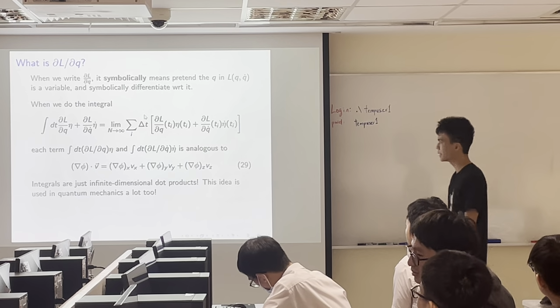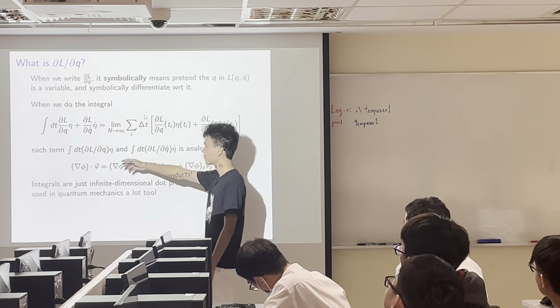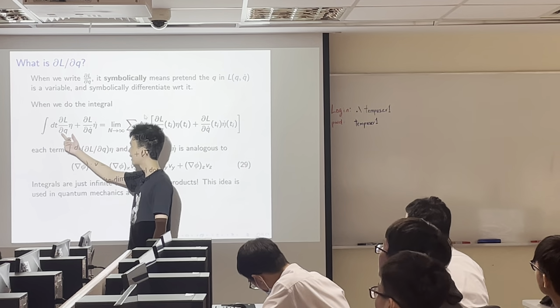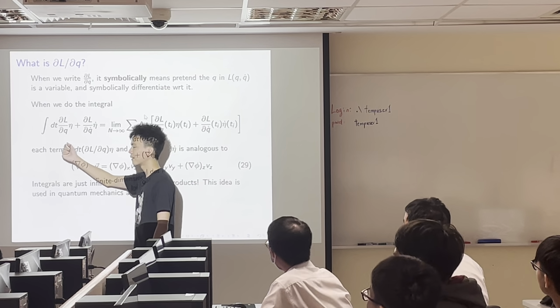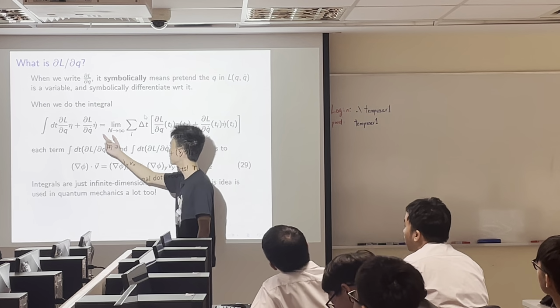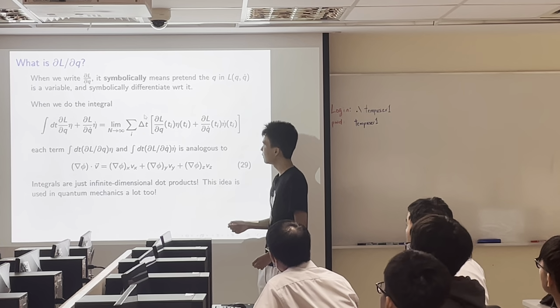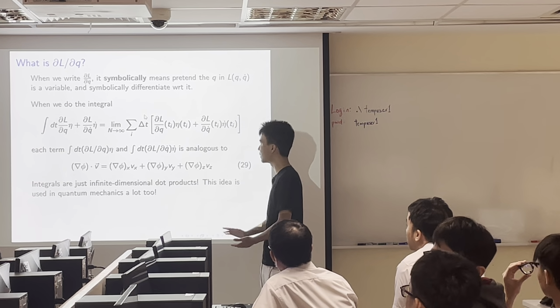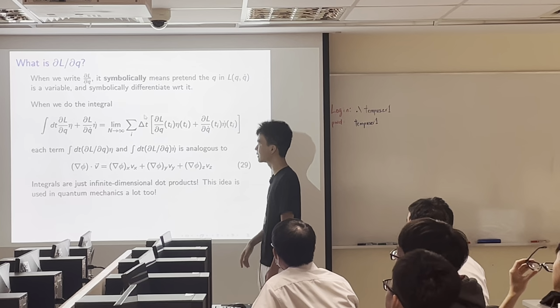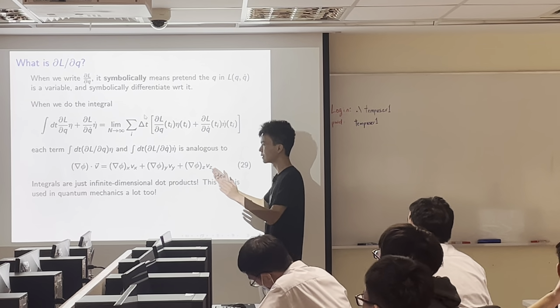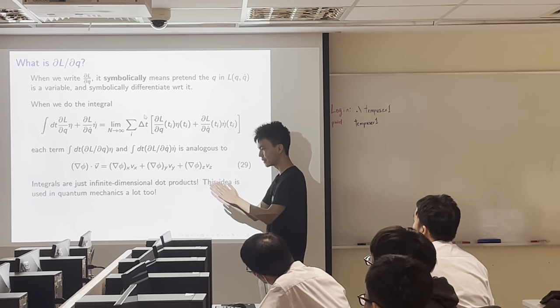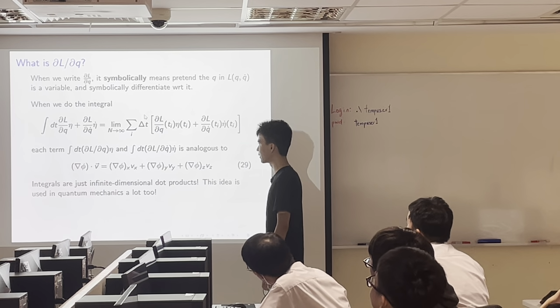So what we're actually doing when we do this kind of integral, integrating dt, a function of time times a function of time, that's a dot product. This is a dot product, this thing also. And if all else fails, you can always go back to discretization. So imagine that q of t is not a continuous function, but it's instead a discrete function. We can do this numerically.